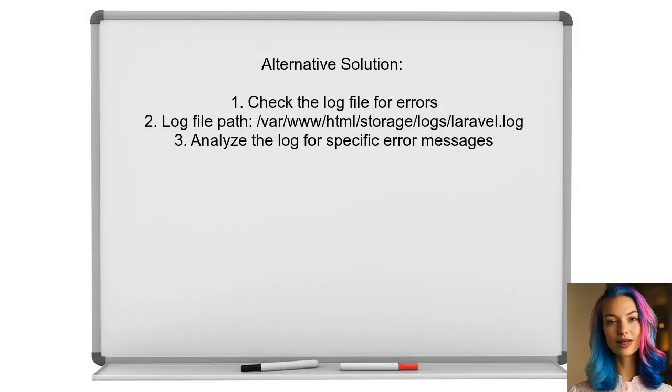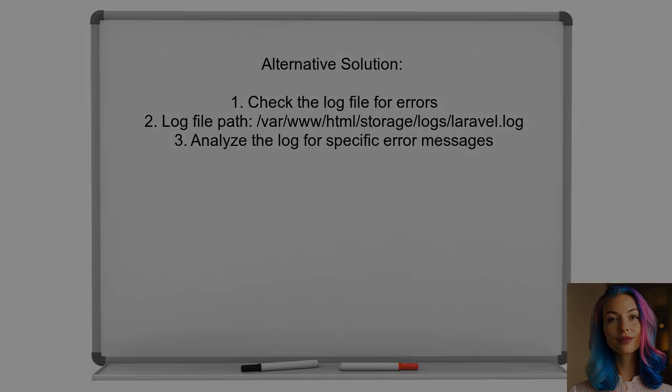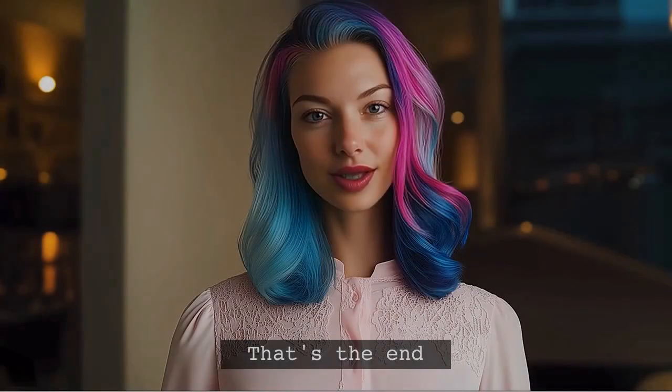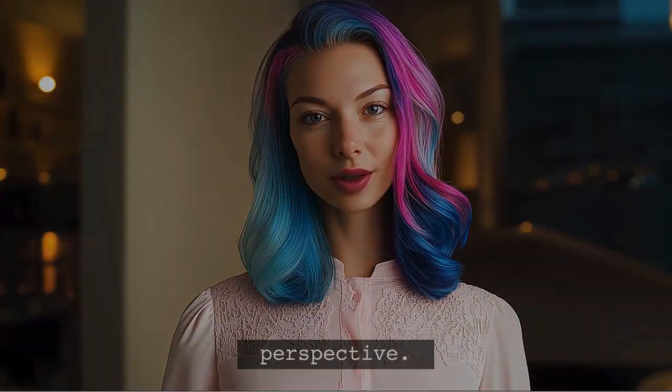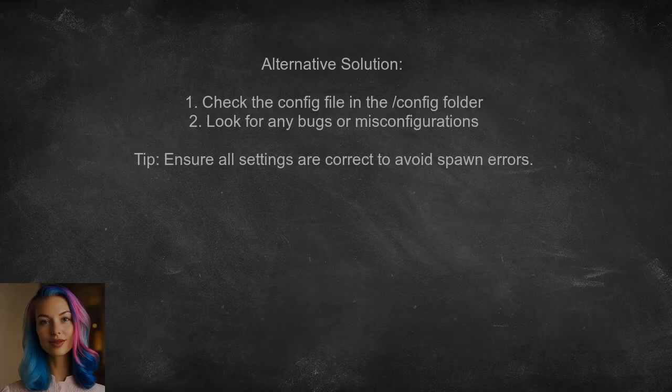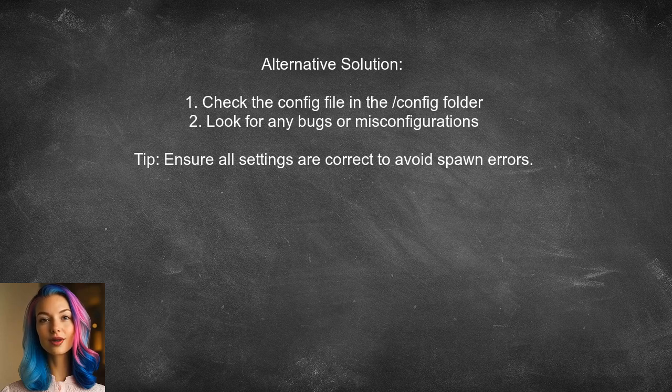One alternative solution is to check your log file for more details about the error. The user suggests looking at the specified log file path, which is located at /var/www/html/logs/laravel.log. This log file can provide insights into the specific issues causing the spawn error. That's the end of that answer. Let's see another perspective. One user found that the spawn error was caused by a bug in their configuration file located in the config folder. They suggest checking that file for any issues.